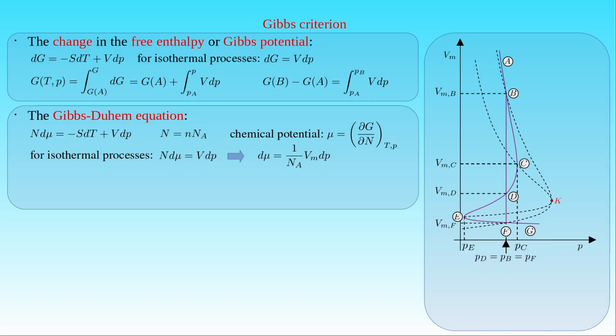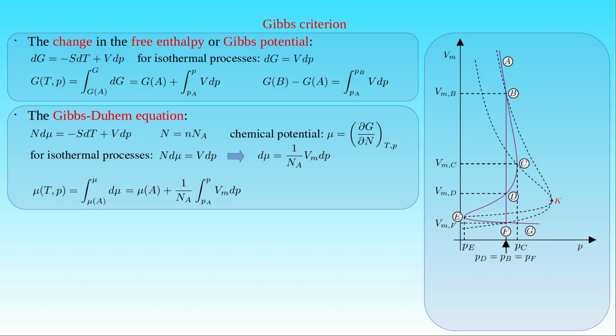This equation can be integrated along an isothermal path from the initial state A to an arbitrary state as in the case of the Gibbs potential, which gives an equation stating that the chemical potential mu as a function of the constant temperature T and the instantaneous pressure P of the system is equal to the initial chemical potential of the system in the state A, plus 1 over the Avogadro's number times the integral of the molar volume Vm of the system with respect to the pressure from the pressure PA to the pressure P.